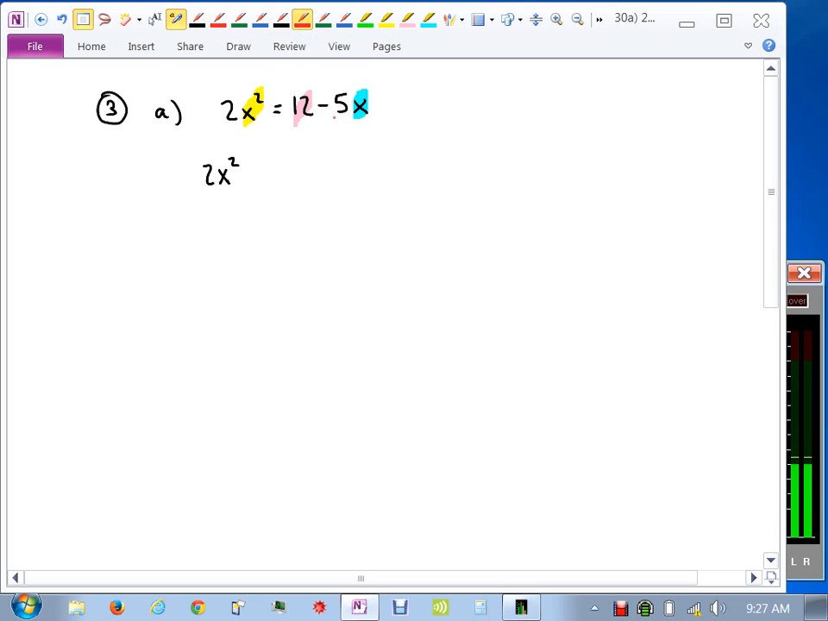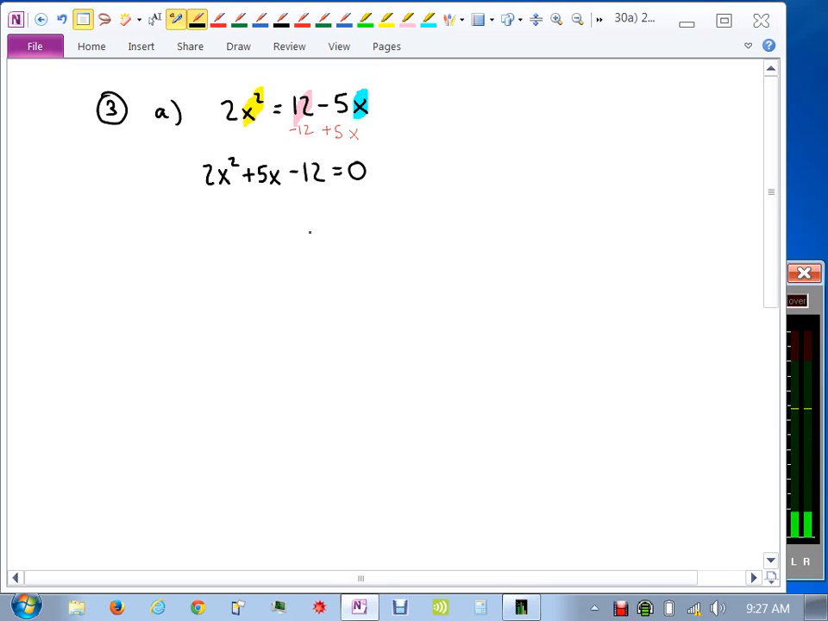I have to add 5x, which means I'm going to put a positive 5x on the left side. I had to subtract 12, which means I'm going to have a negative x on the left side. And then on the right side, I'll have 0. Now this is a quadratic equation, right? This is all three terms. We've got the x squared, the x, and a number.